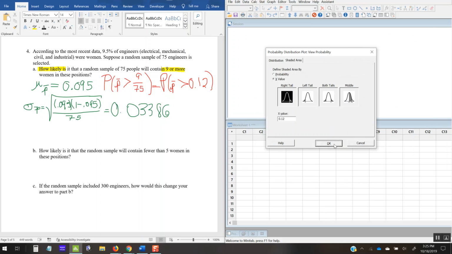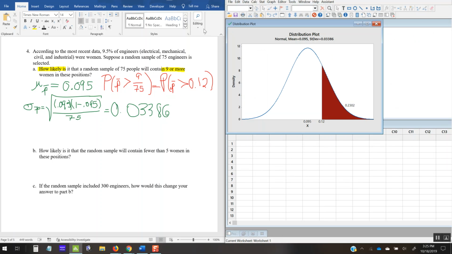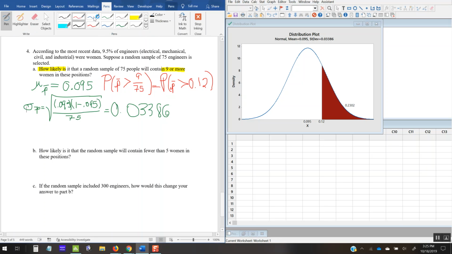Let's see how we be. Oh, that's pretty big. Okay. It's not too unusual. That's what I was thinking. It's nice when it matches what you think it's going to be. You know what I'm saying?